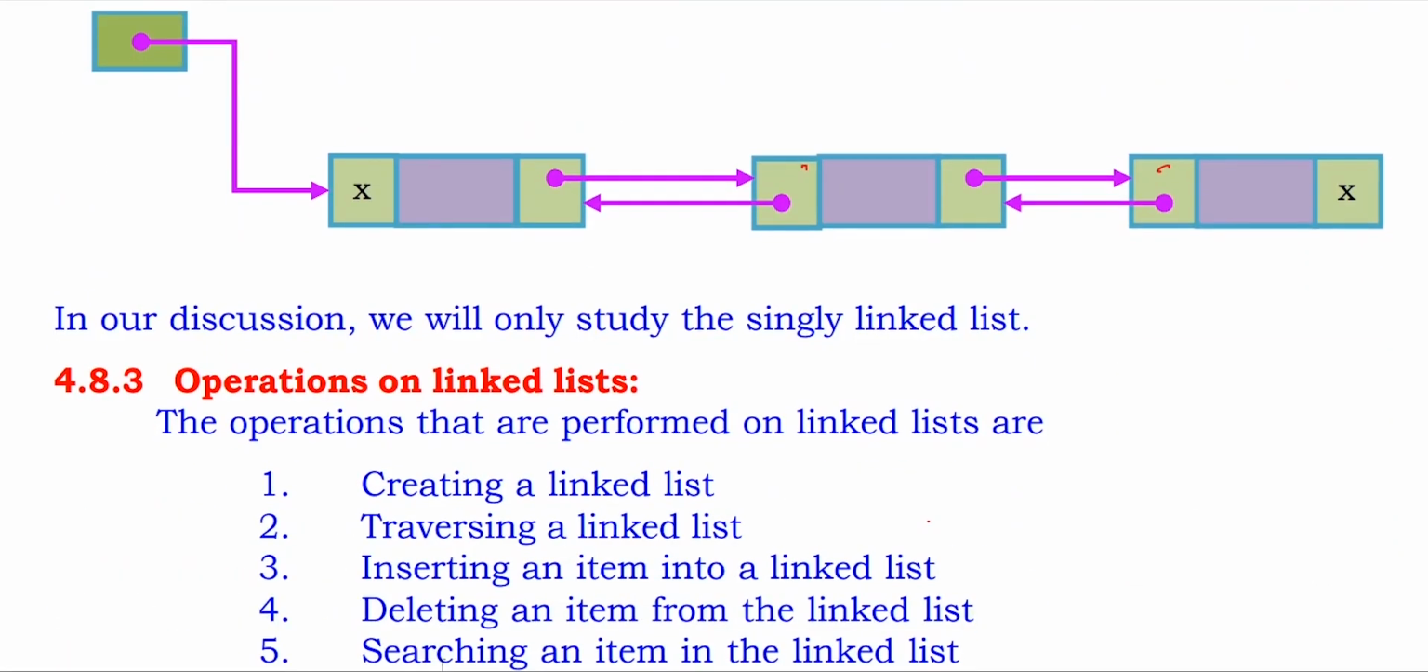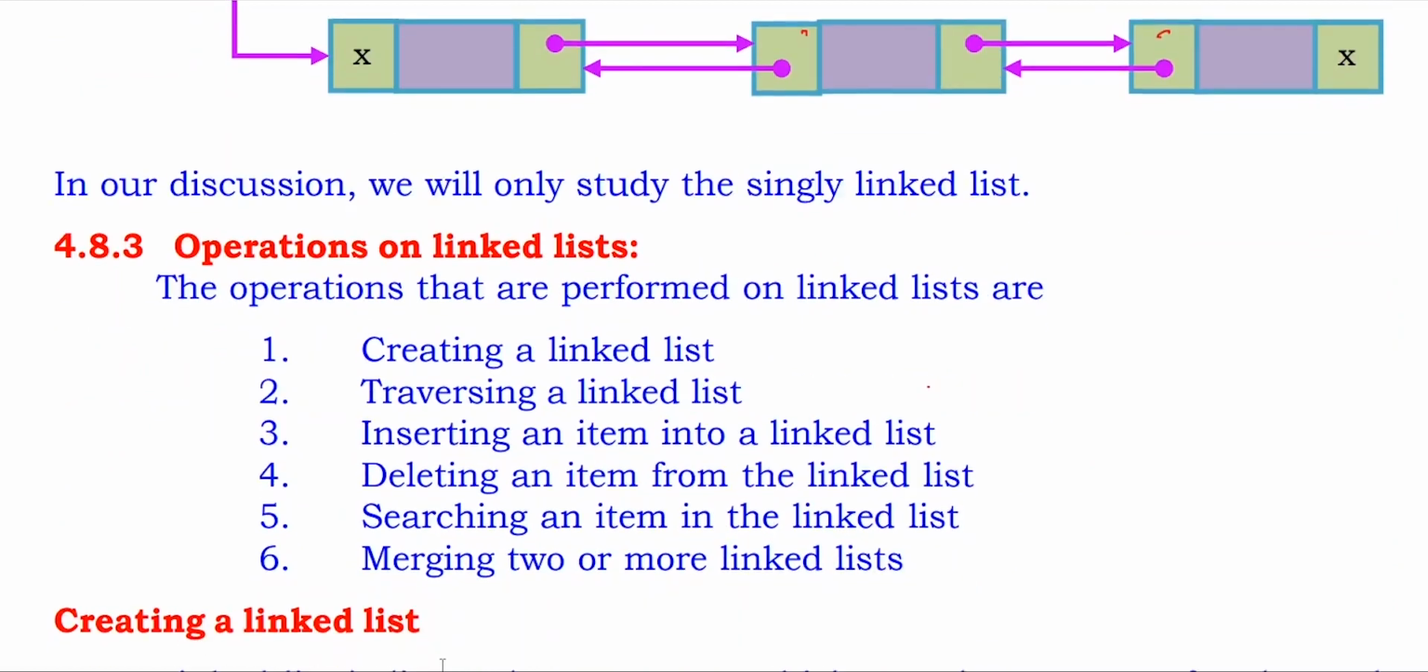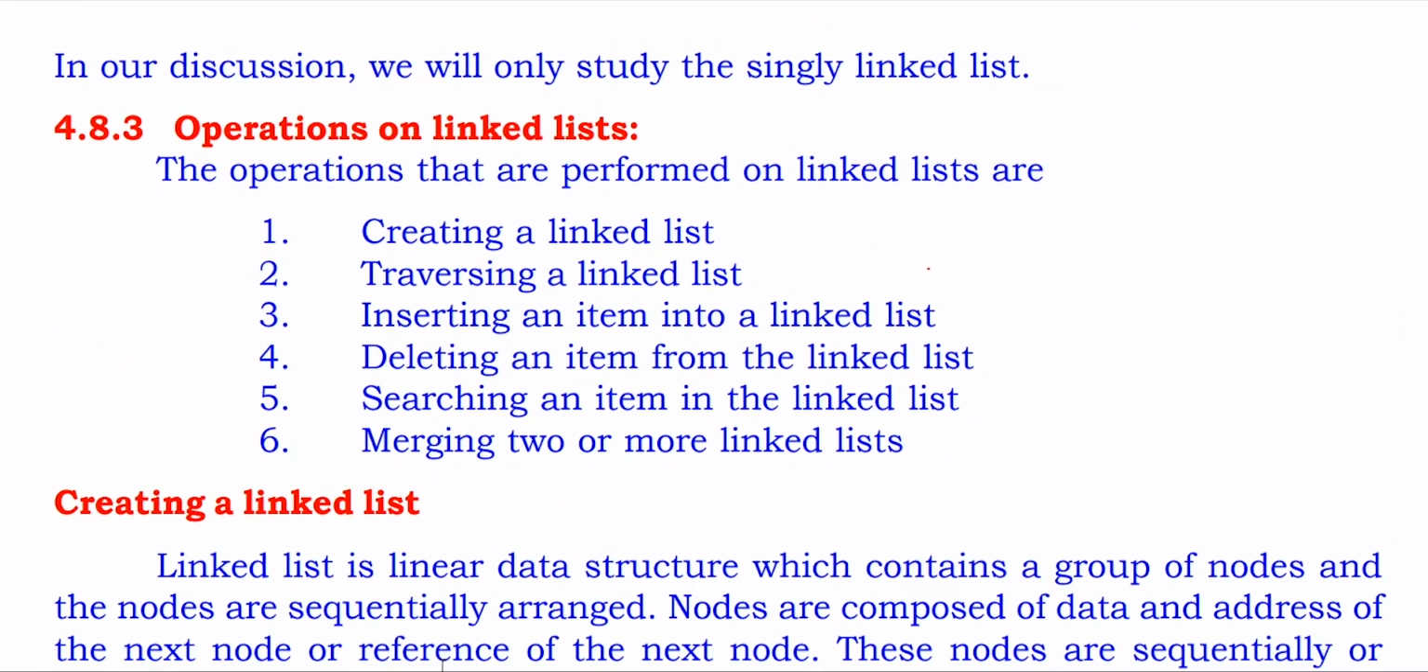So this is something about the types of linked list, and let us learn about the operations which can be performed on a data structure. Already we know about linear data structures. What are the operations we can perform? Traversing, insertion, deletion, searching, sorting, merging. So all these operations we can perform here.